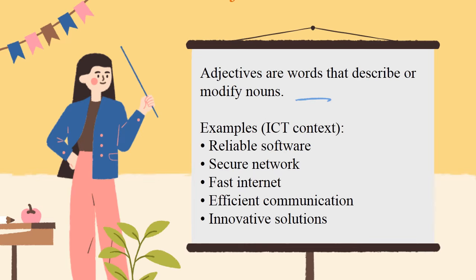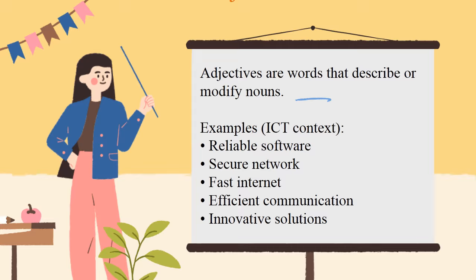Let's move to adjectives. What are they? Here I am using a pronoun. So what are adjectives? Adjectives describe or modify nouns, giving more detail or quality. When I say modify, I mean they give a clear description or give us more detail. They make our technical writing precise and expressive.